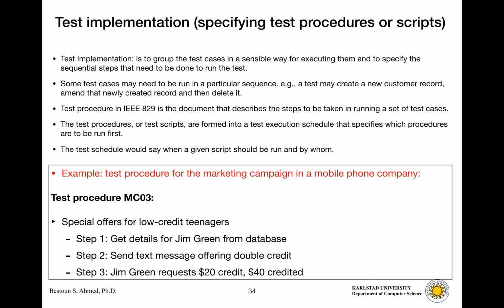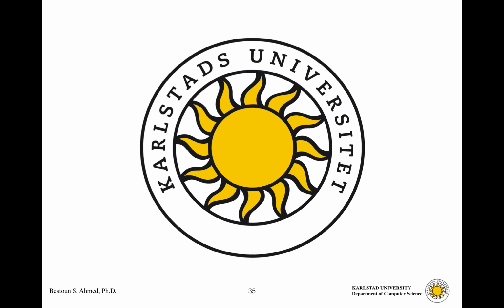So this is a simple example of how to implement a marketing campaign for a mobile phone company, for example. This is a screenshot of test case 3, for example. So you have this procedure, you design these test cases, and you run them or implement them. Thank you very much. See you in the next module.